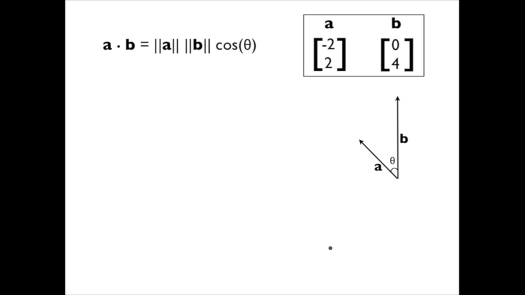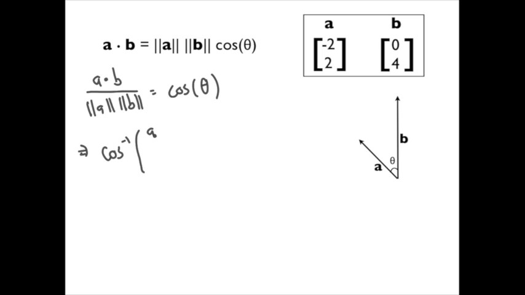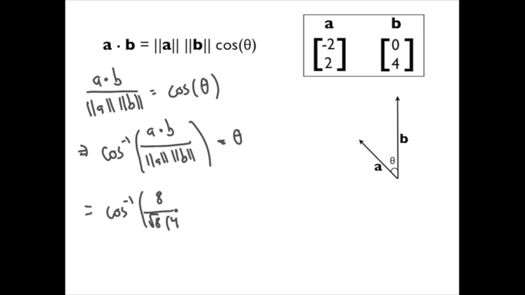Now, using this equation, we can solve for the value theta between two vectors by dividing both sides of the equation by the magnitude of a times the magnitude of b, and then taking the arc cosine of both sides. So if we are given vectors a and b, we can easily calculate the angle theta between them.